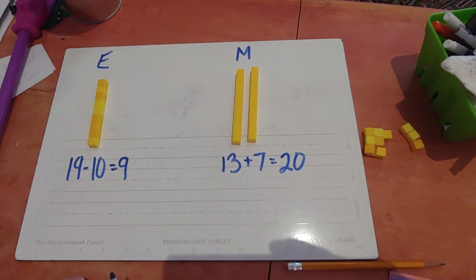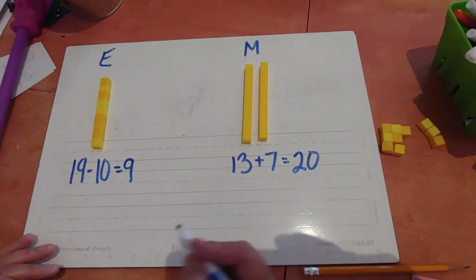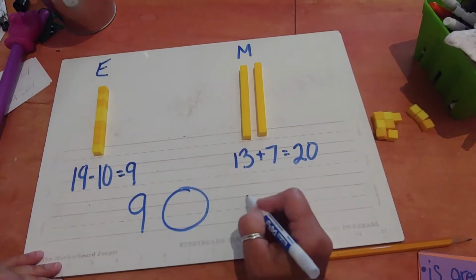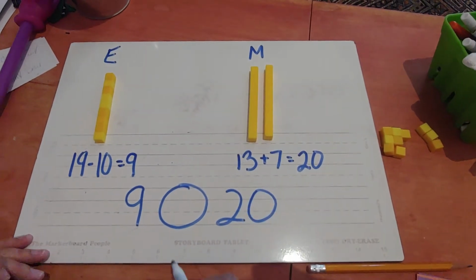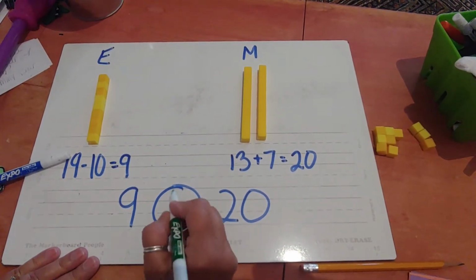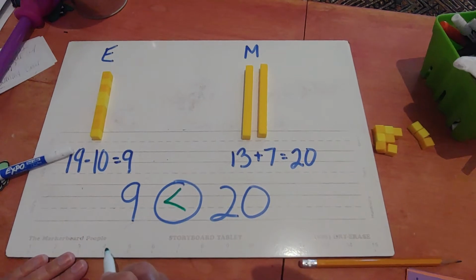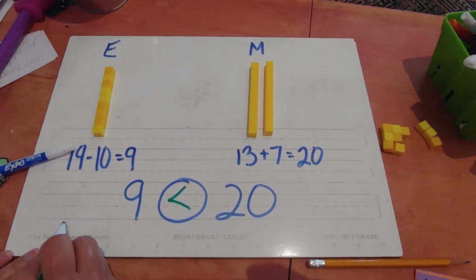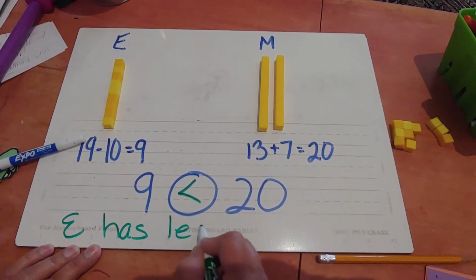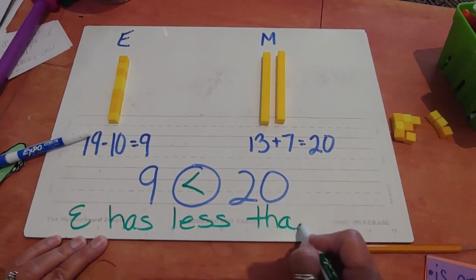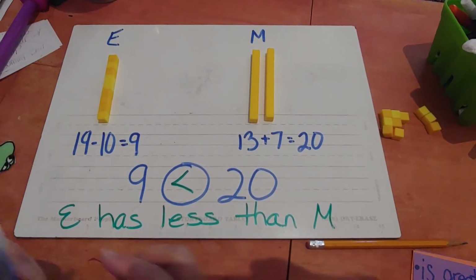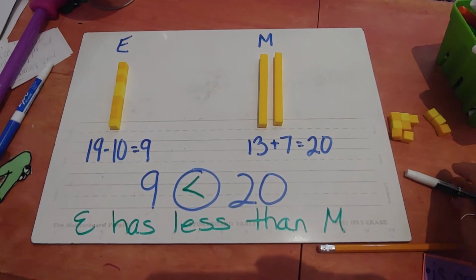So our job is to say who had more and who had less. So our number sentence can say 9 bubble 20. What do we have to put in that bubble to make the sentence true? We have to say 9 is less than 20. So we can write E, for Elaine, has less than M, for Michael. Elaine has less than Michael. That's your application problem for lesson 10.